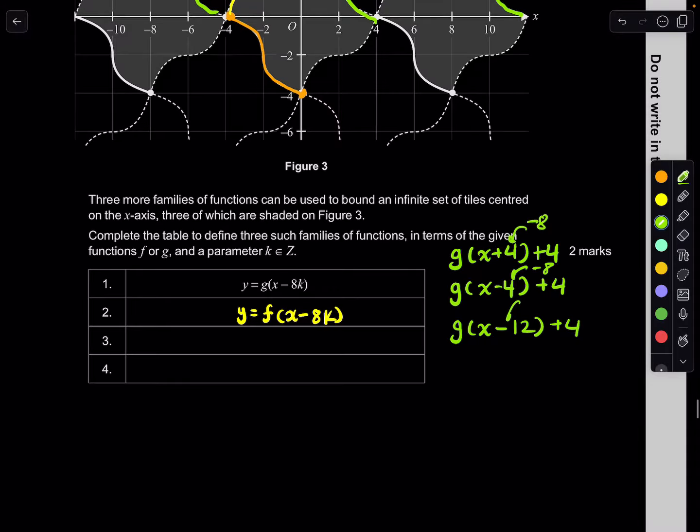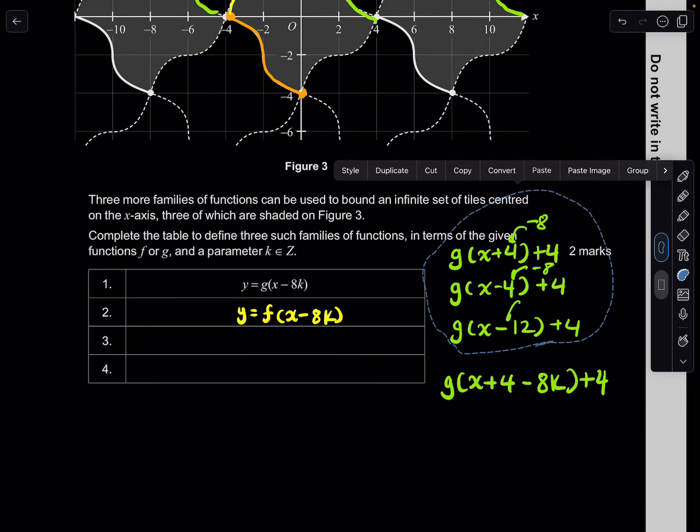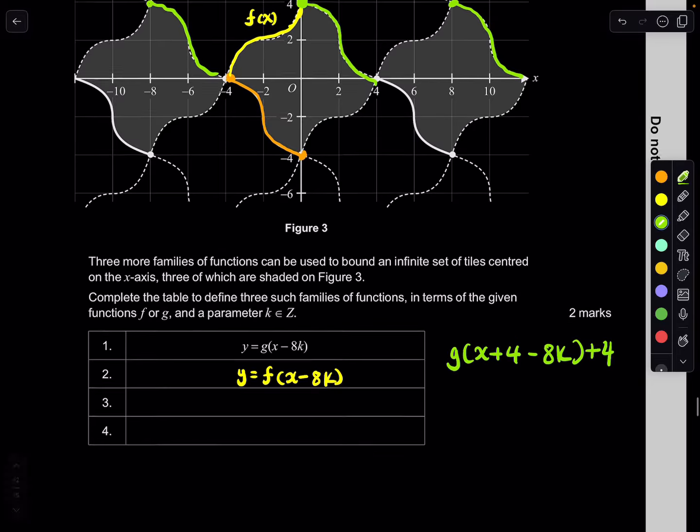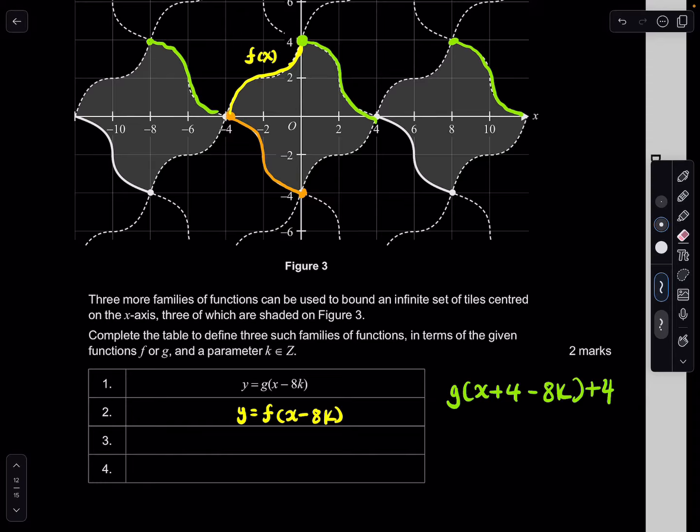So actually, the general solution could be like x plus 4 minus 8k plus 4. Could it be this one? Let's try. And we'll just rearrange it to see. So it looks like it's going through this sequence of that minus 8k. Let's try the first part. Is it this actually? So if I, let's take this out.